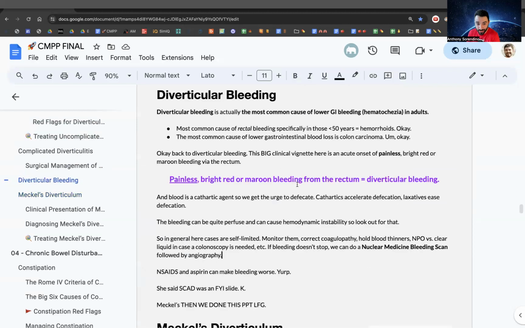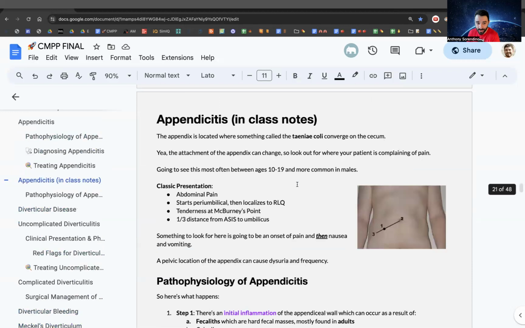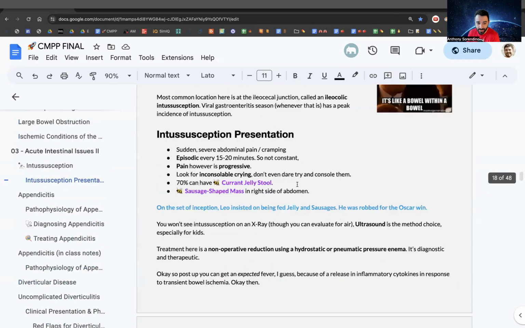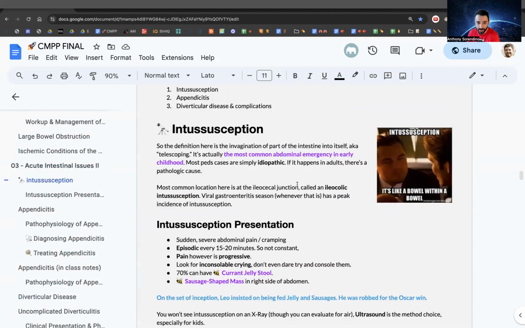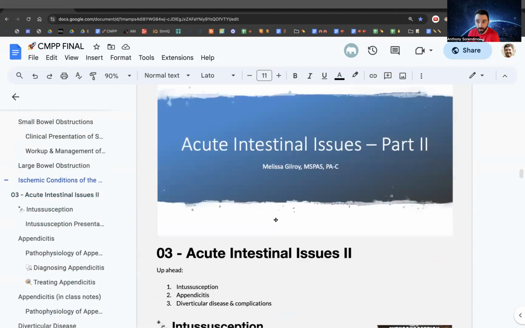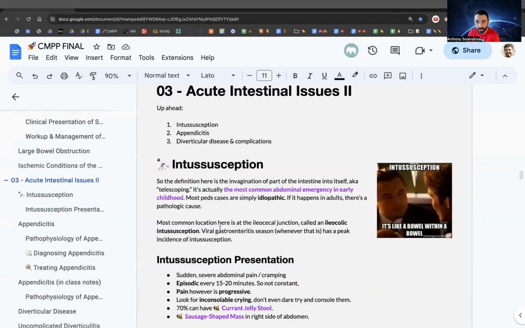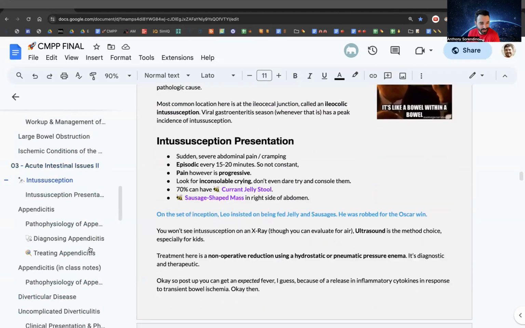It's intussusception, right? Because they're all getting telescopes for Christmas. I should double check this. Where even was that? Yeah, it's totally intussusception. And do you remember the two big buzzwords that Leo DiCaprio requested on the set of Inception? Jelly and sausage. So currant jelly stool and sausage-shaped masses.